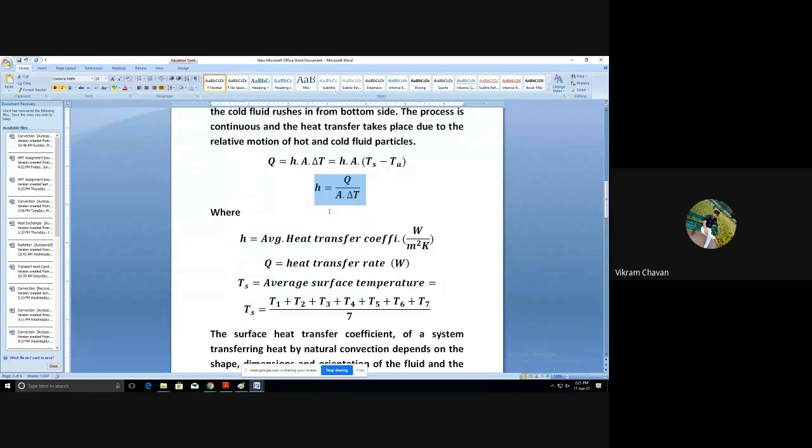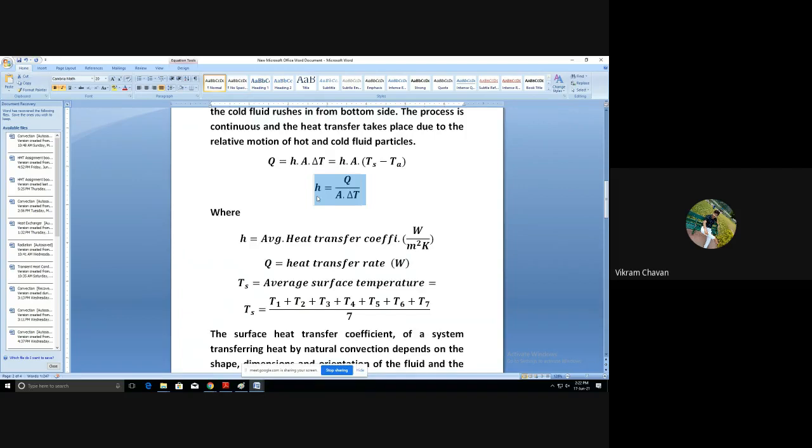The Q is nothing but what? The heat generated by the heater, and the heat generated by the heater depends upon the electric supply to that particular heater, and the electric power can be calculated as V multiplied by I, and that will be considered as Q. So Q is calculated, then A is known, then delta T we have to calculate, and then you can calculate the heat transfer coefficient for the natural convection.